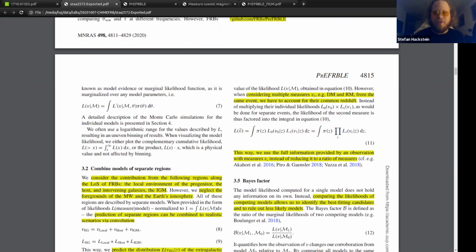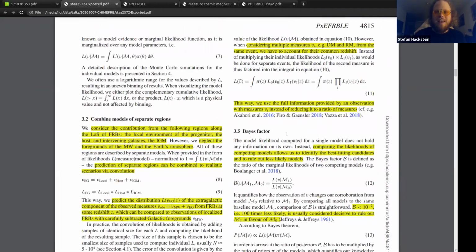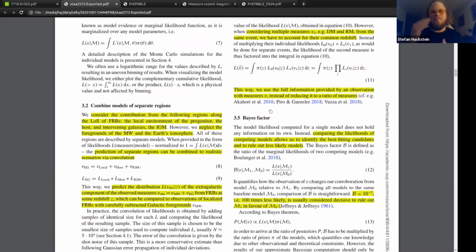Last but not least, in order to compare different models to each other, we use the Bayes factor, which tells us how much more likely model 1 is to reproduce the data than model 0. If we have a value of more than 100, this means that model 1 is 100 times more likely to explain the data than model 0, and thus model 0 could be ruled out with 99% certainty.